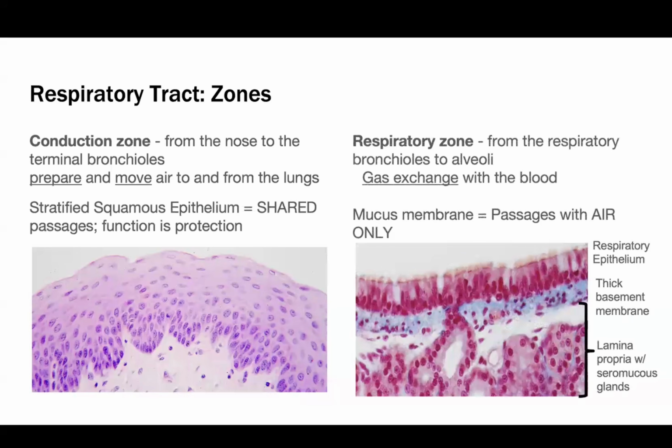The respiratory zone, on the other hand, starts at the level of your respiratory bronchioles and goes all the way to the alveoli. This is where gas exchange starts to happen with blood. Now, passages that carry air only are lined with mucous membranes of some sort. This includes the respiratory epithelium.